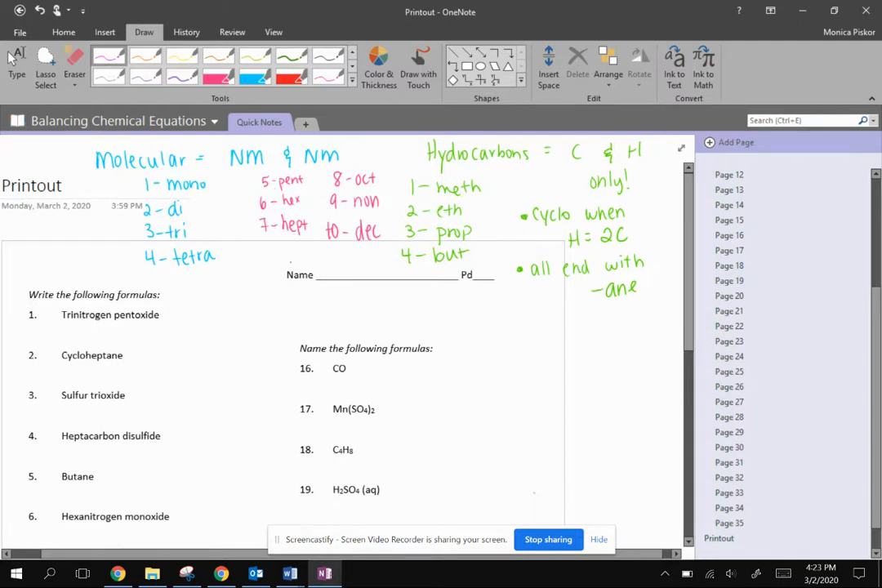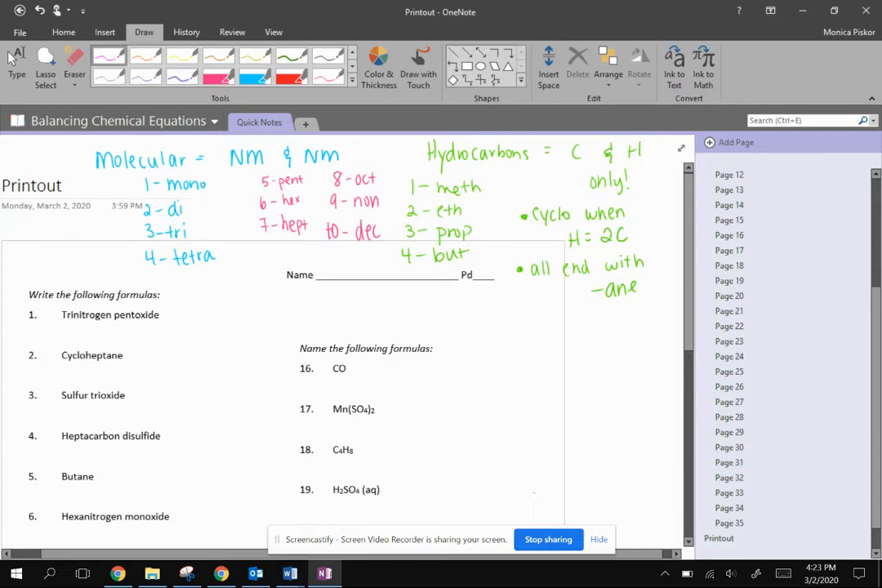You'll use 5, 6, 7, 8, 9, 10, all the prefixes to the right of those for molecular. You will also use those same prefixes for 5 through 10 for hydrocarbons. Hydrocarbons are going to be compounds that only have carbon and hydrogen, and they all end with ane. However, their 1 through 4 prefixes are different. So if you have one carbon, it's methane. So these prefixes are based off of the number of carbons you have: methane, ethane, propane, butane.